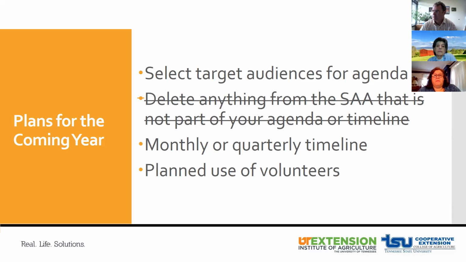We want the timelines to be monthly or quarterly timeline. And in doing so, we'll talk about in a second that the programming first and activities second, and then also planned use of volunteers. So if you have volunteers that are leading programs or involved in assisting with instruction, involved in the program delivery in the community, that sort of thing, as far as where those volunteers play a role.